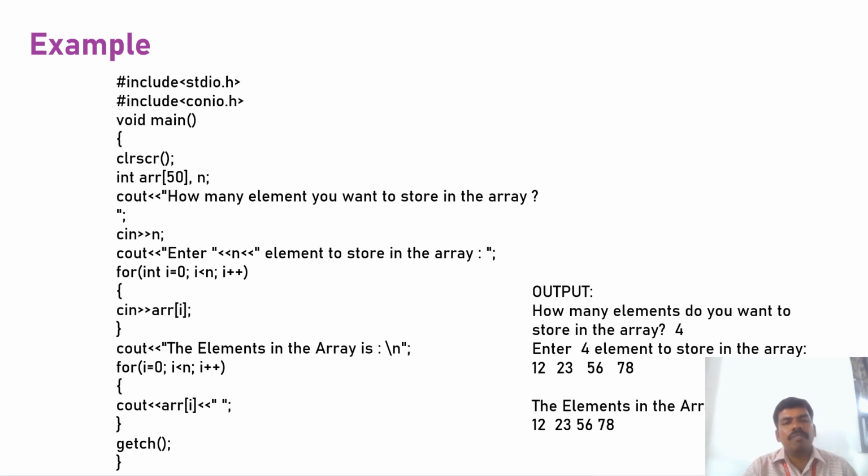So how many elements do we need to store? The elements stored in the array use consecutive memory locations. So we have mentioned a loop called a for loop, that is int i equal to 0, i less than n, i plus plus. i is initialized with the value 0, so that it is incremented by 1 for each and every memory location. It runs till the n value.